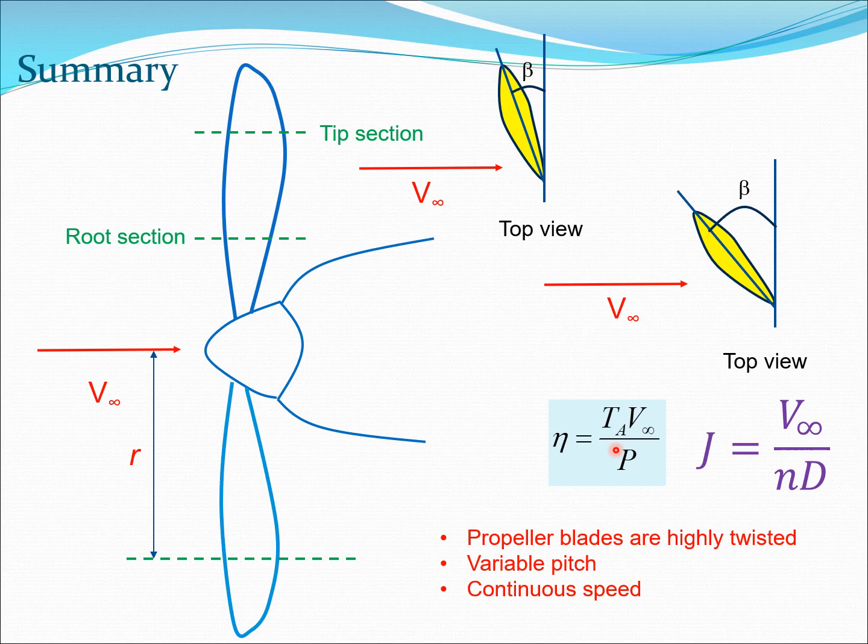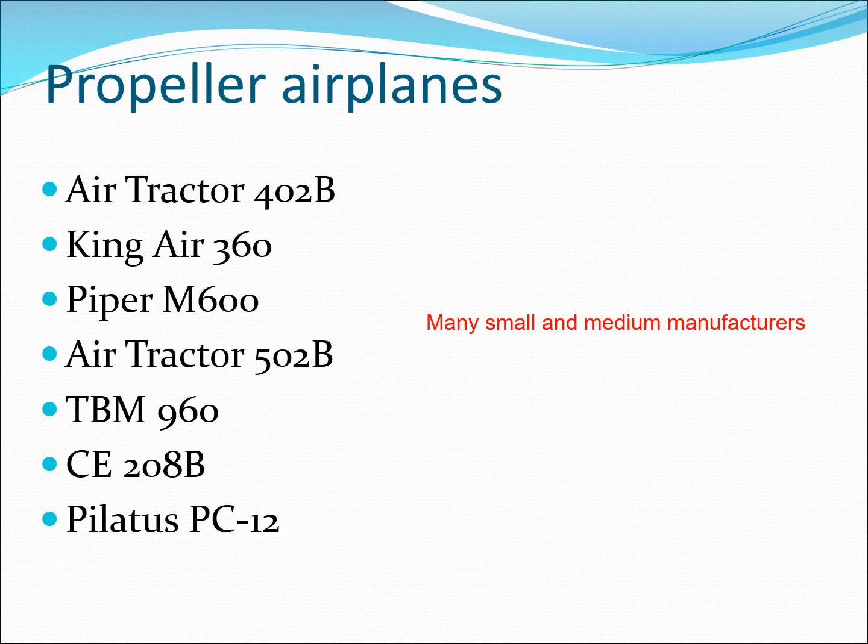We also saw the efficiency of the propeller is given by T_A V infinity by P, where T_A corresponds to the available thrust. We also saw the important parameter known as the advance ratio, J is V infinity by ND, where D is the rotor diameter, N is the rotational speed, and V infinity is the forward velocity seen by the propeller aircraft. So the important thing to remember is propeller blades are highly twisted, you have variable pitch, and you have continuous speed in most of the newer designs.